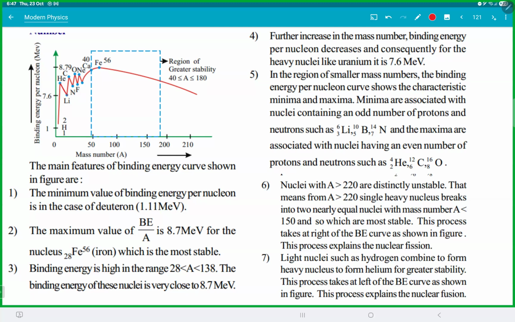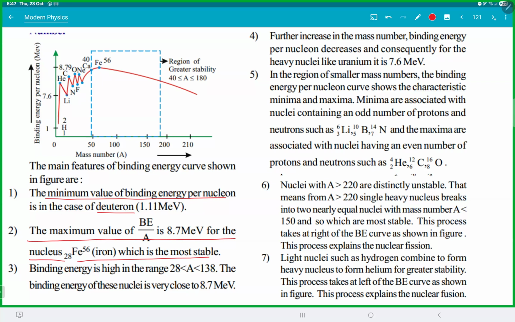Done. So few points. First thing you'll observe, the minimum value of binding energy is for deuteron. Theoretical questions. The maximum value is for iron. Be careful, iron is not the most stable element. If you take iron and keep it outside, it gets oxidized. Iron has the most stable nucleus. Don't get confused between a stable element and a stable nucleus.